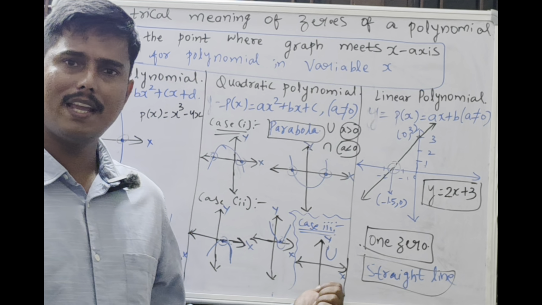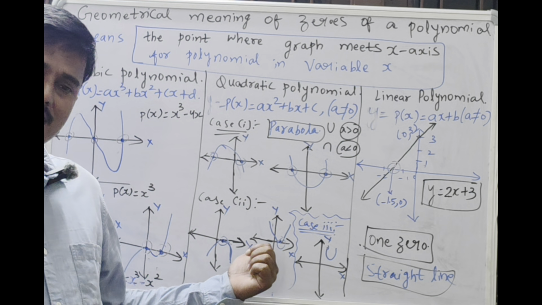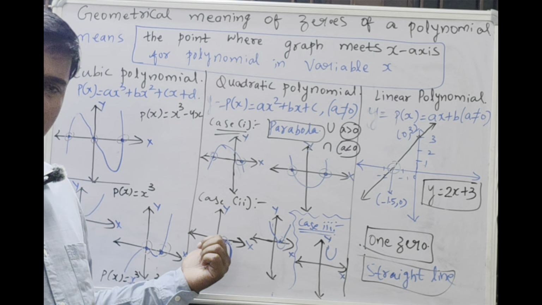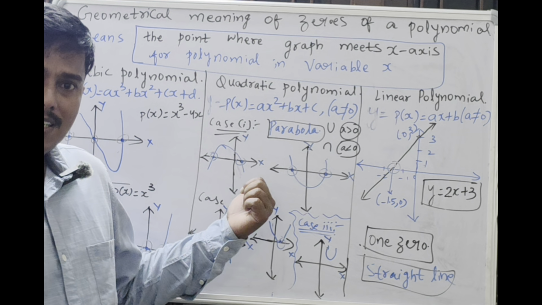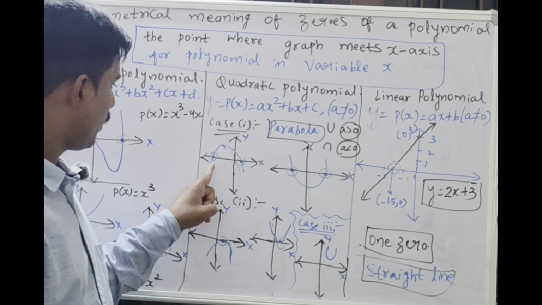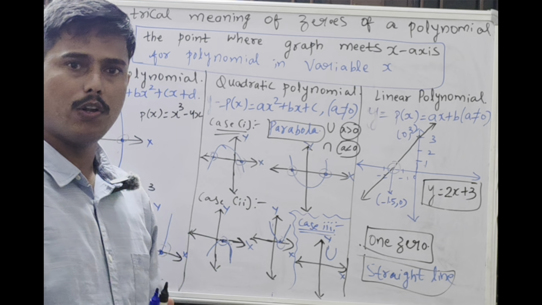You see, in case 3, it is not at all touching the x-axis. Case 2 is touching the x-axis exactly at one point. See here, nothing but 2 equal zeros. Case 1 is touching the x-axis at exactly 2 points. See the first point, second point. In the second example, first point, second point.